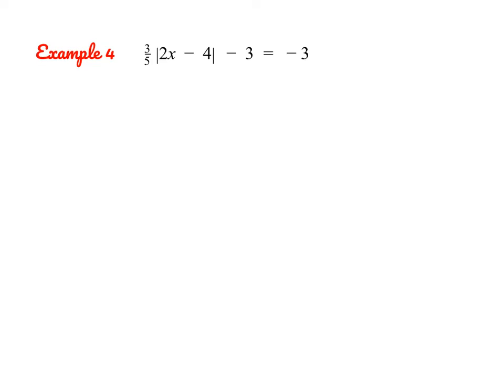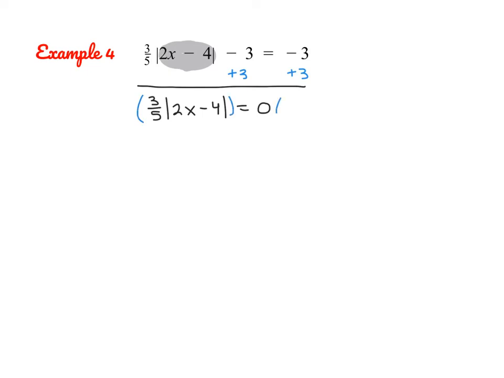Okay, let's try another one together. So here, let's start isolating our absolute value right here. So let's start by adding 3 to both sides. So we have 3 over 5 times the absolute value of 2x minus 4 equals 0. It's okay for it to be 0. To clear 3 over 5, let's multiply both sides by the reciprocal, which would be 5 over 3. So this just leaves us with the absolute value of 2x minus 4 equals 0.